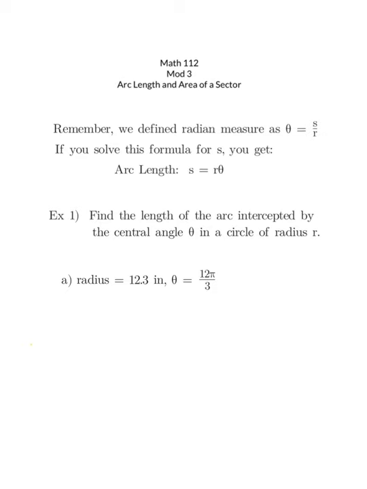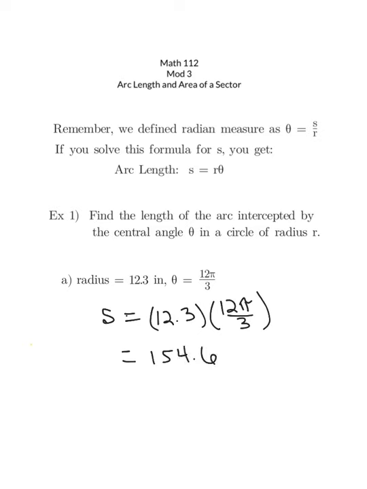So this one is just going to be putting the formula into play. Remember, we are finding arc length, which is the letter S, equals R, 12.3, times theta, 12 pi over 3. If you put that all in on your calculator, you should get 154.6. Now, when you want to put the label on arc length, the measure of the arc length is the same measure as the radius of the circle. So if the radius is measured in inches, then the arc length is also measured in inches.